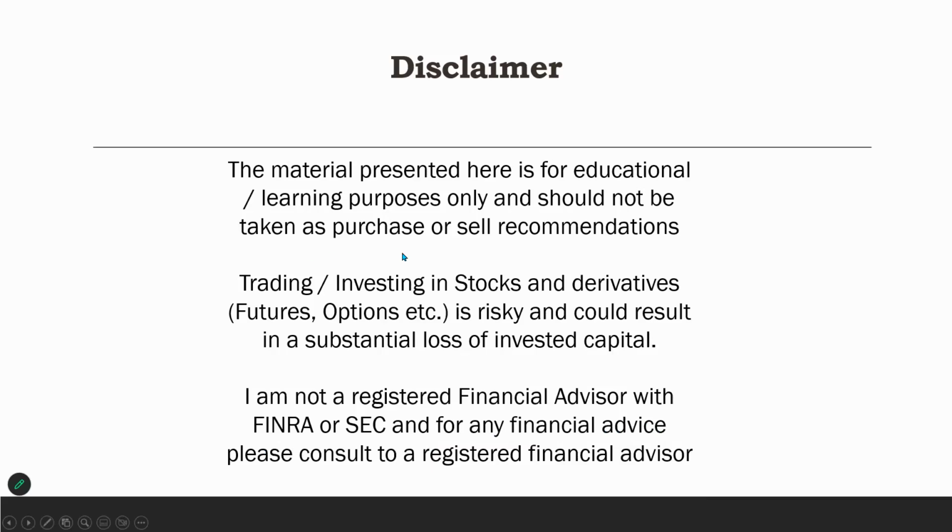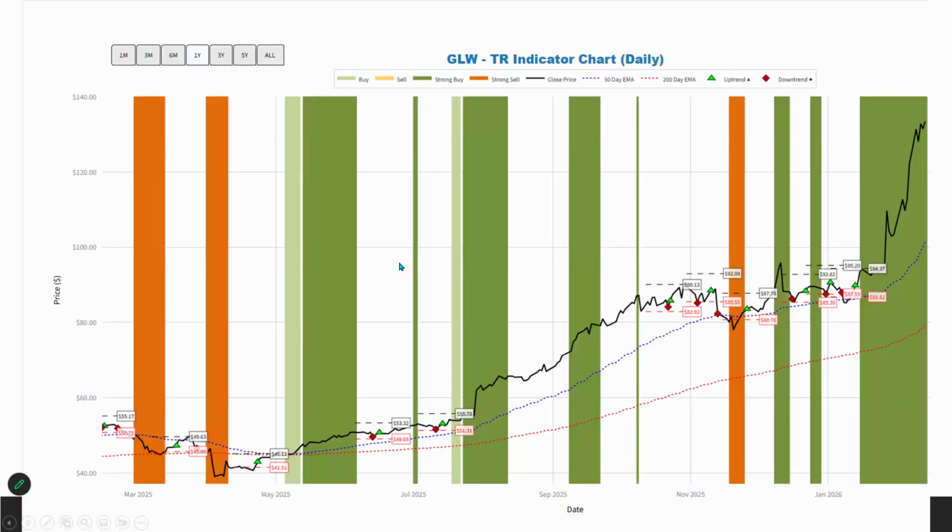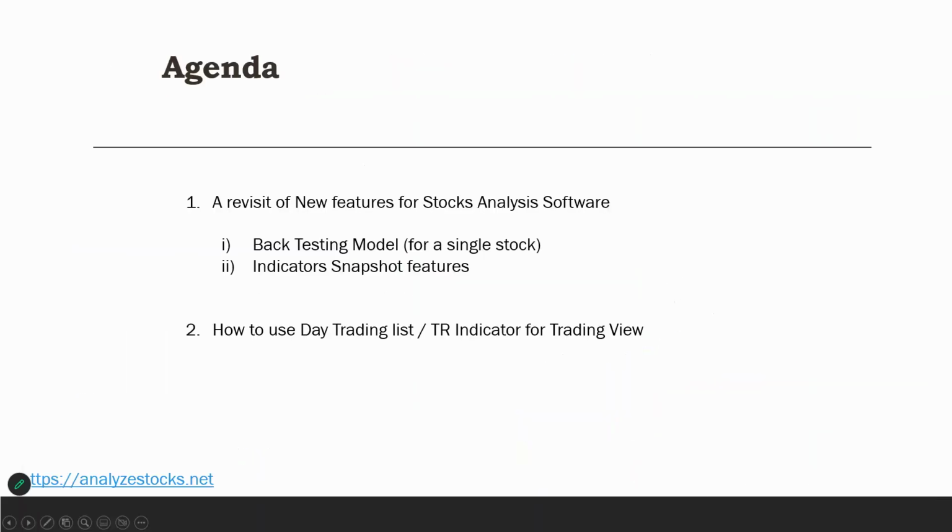So what exactly are we doing here? Today's agenda is very focused on three points. A revisit of two new features on our web-based stocks analysis software. One is a backtesting module for a single stock and the indicator snapshot features. And then we will move on to our upcoming day trading TR indicator for TradingView.